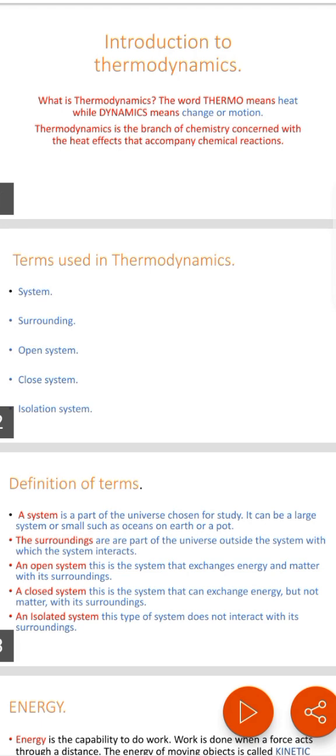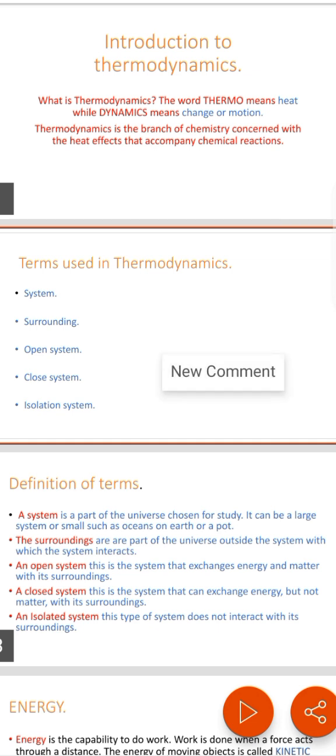Now, that is why we say thermodynamics is the branch of chemistry concerned with the heat effects that accompany chemical reactions. What are the terms in thermodynamics? If you're talking about the terms in thermodynamics, we have many. We have system, surrounding, open system, closed system, then isolated, or we say isolation system.